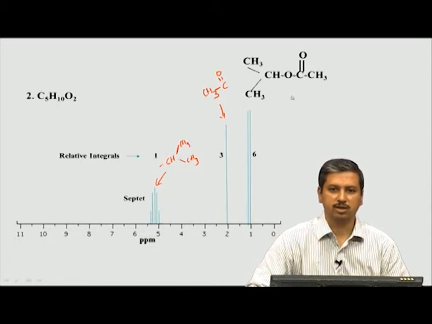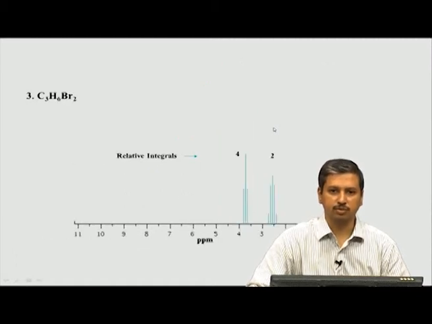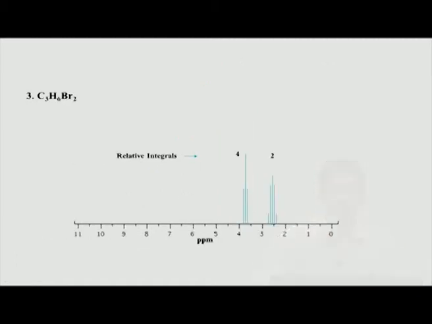So, this is one second example where we see that given a molecular formula and the spectrum, we should be able to deduce the possible structure of the molecule. So, let us go to the next example. The previous 2 examples were actually structural isomers. So, they were isomers of each other.